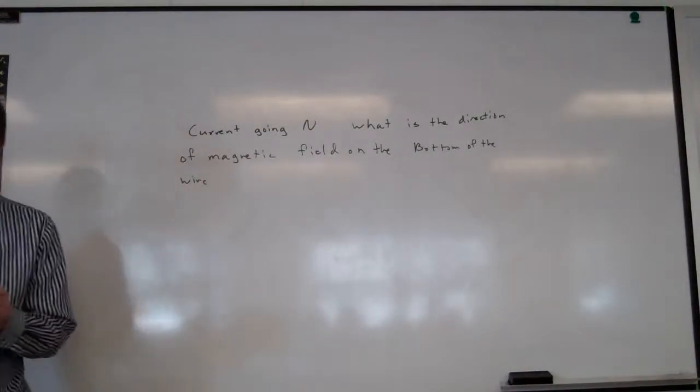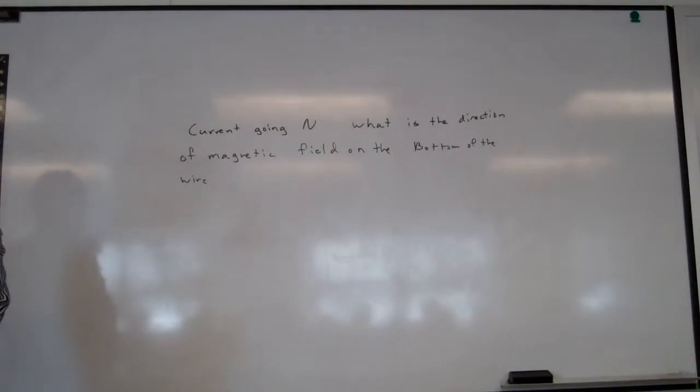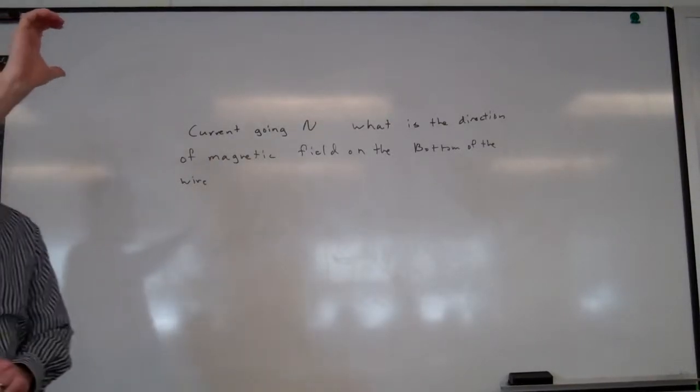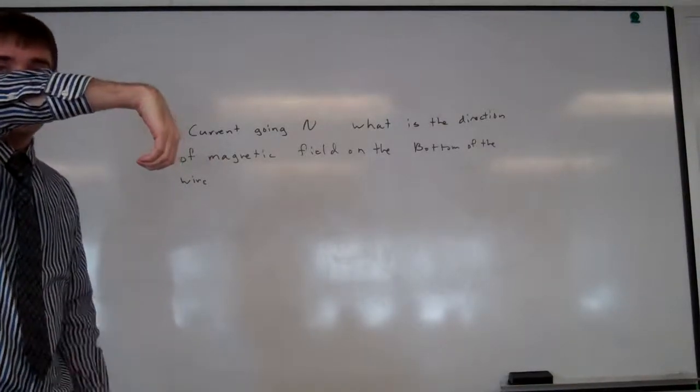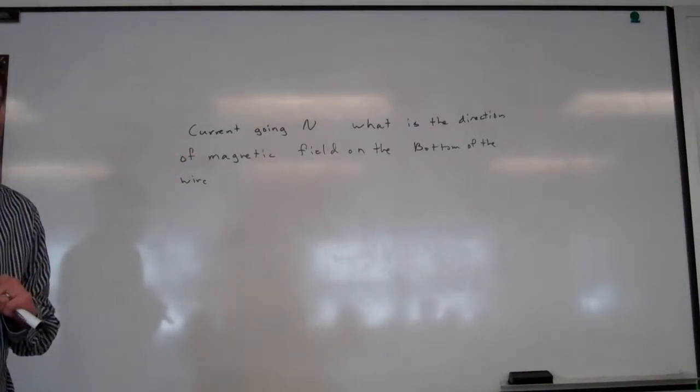Okay, so let's do this one together real quickly. The current's going north. What is the magnetic field on the bottom of the wire? So everybody try it, and I'll go over it together. This is a curly hand one. It is west. You take your thumb, point it north, so toward the board in this case, curl your fingers, and what are your fingers doing on the bottom? Going to the west. Does that make sense to everybody?